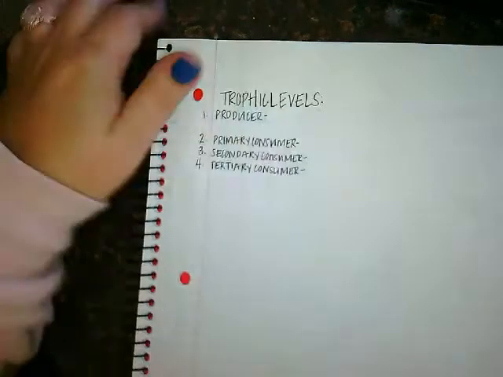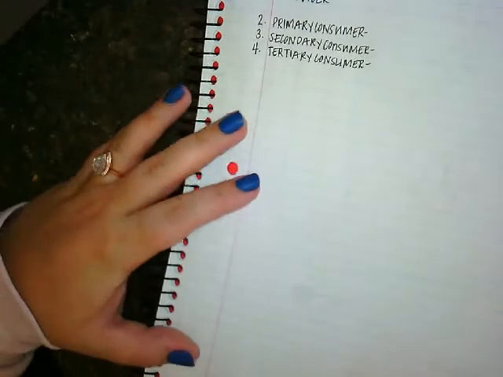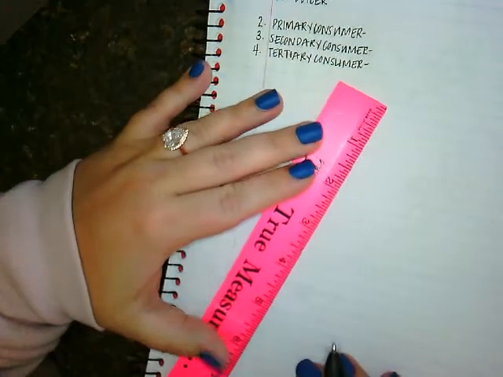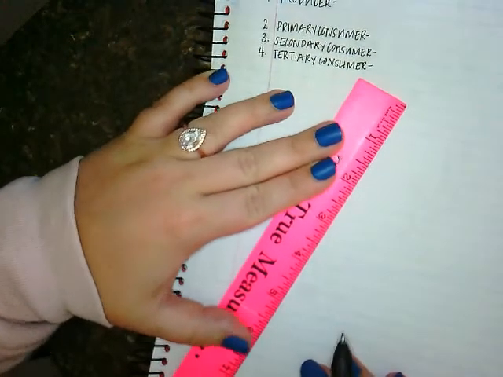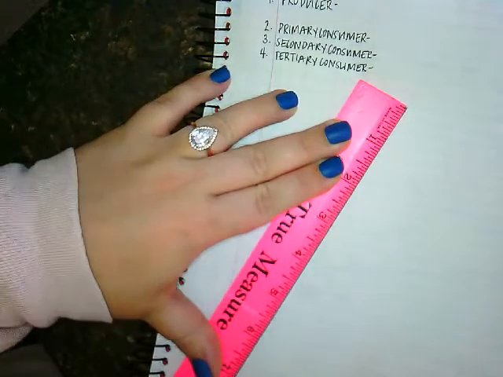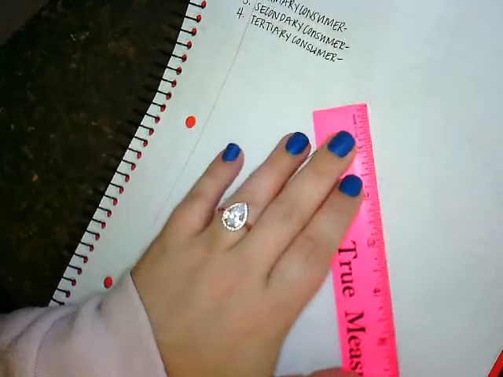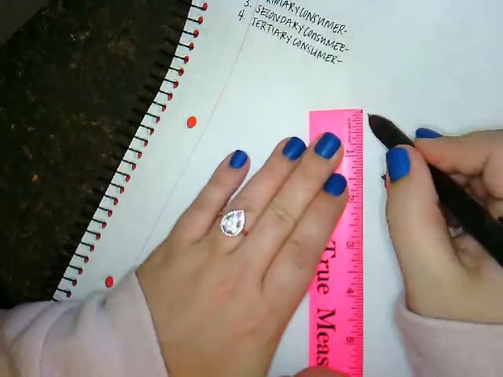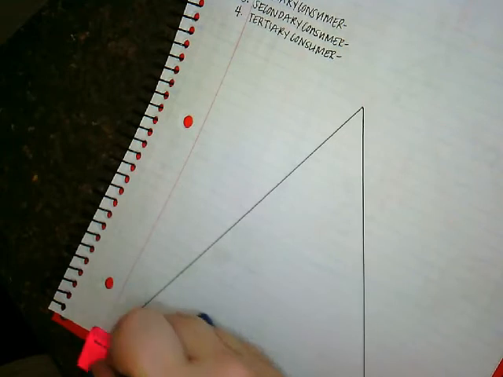All right, so then we're going to take pretty much the whole bottom half of our page, and you may want a ruler for this. I'm going to grab my ruler really quickly. And we are going to draw a triangle at the bottom of our page. Doesn't have to be beautiful, it just needs to be a triangle. All right, there's my triangle.